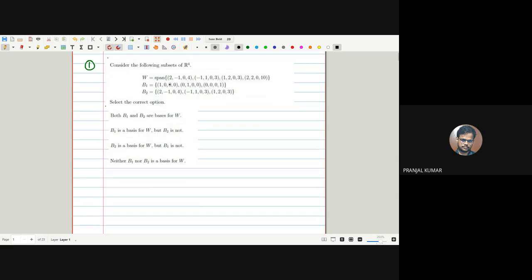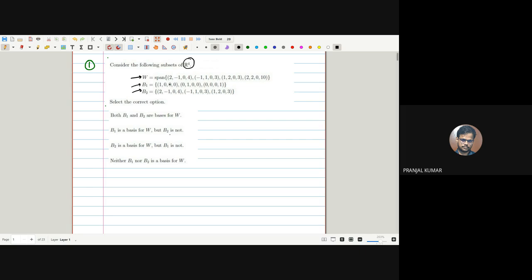So May 24 quiz one, for maths two. You have been given four subsets of R4. So one is this subset, one is this subset, and one is this subset.